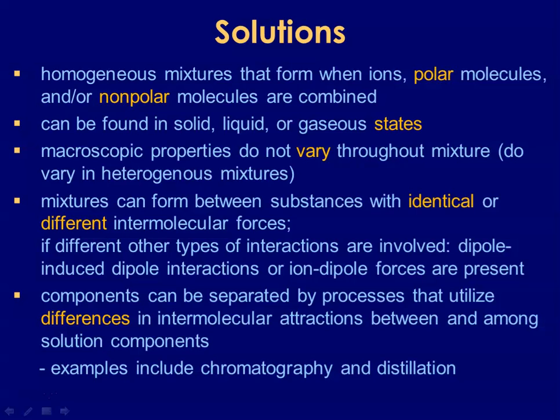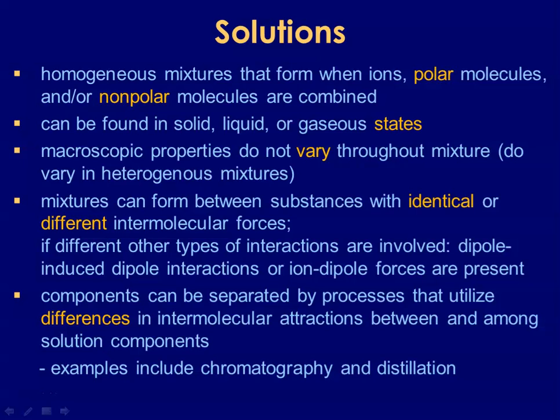The macroscopic properties do not vary, so the ones that we would visibly see don't vary, as opposed to the ones in heterogeneous mixtures that do. So when you can physically see a solid separate from the liquid it's surrounded by, that would be a heterogeneous mixture. When you no longer can see this solid because it has dissolved in the solvent, that would be an example of a homogeneous mixture.